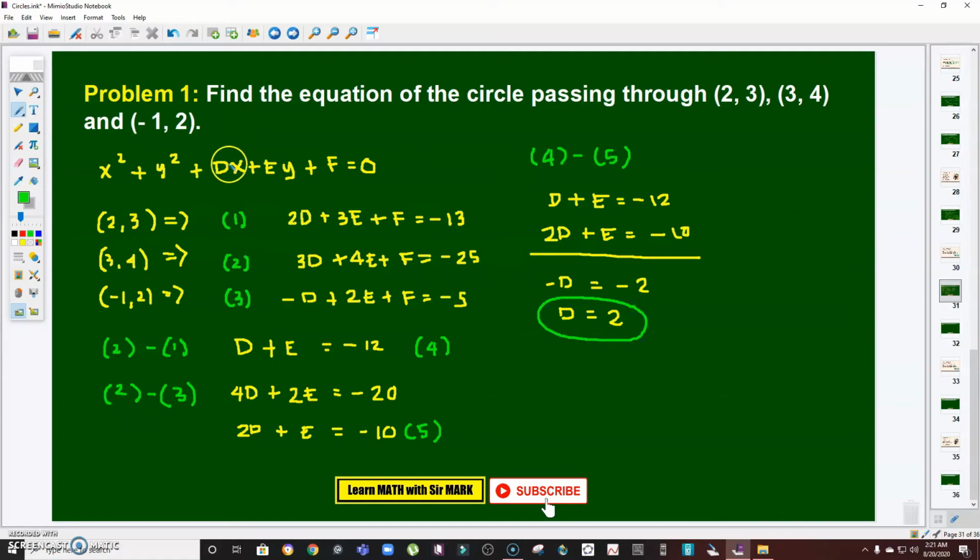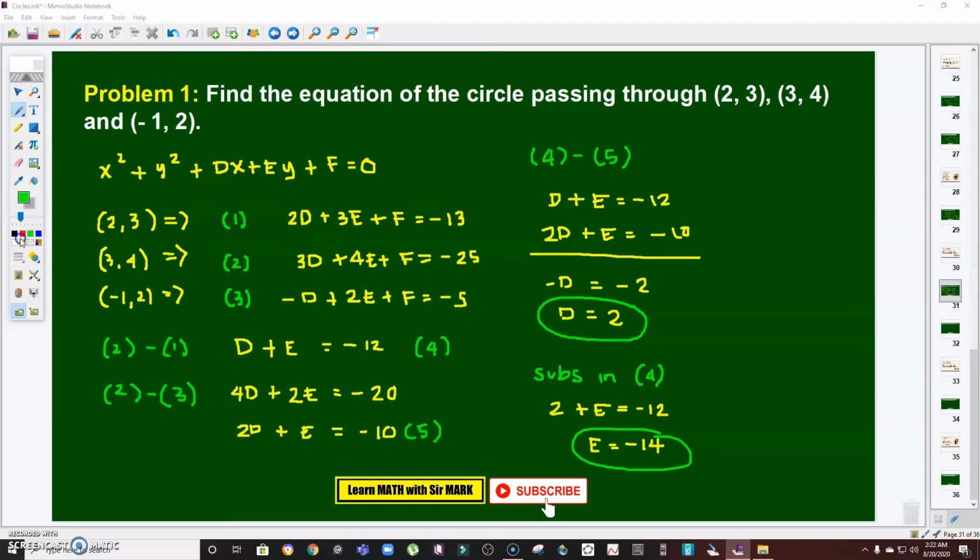Next. How about e? Okay. So, pili ka lang. Equation 4 or equation 5. So, it's easy to substitute it in equation number 4. Okay. So, substitute that in equation number 4. That is, okay, so this one will become 2 plus e equals negative 12. See that? Therefore, value ng e ko is negative 14. So, just transpose 2 on the right side. See that? So, therefore, meron na akong e.